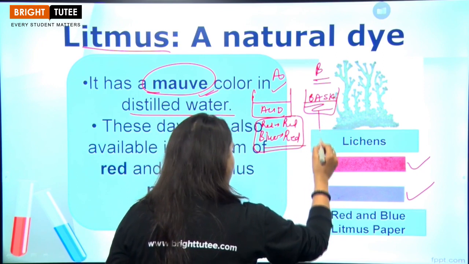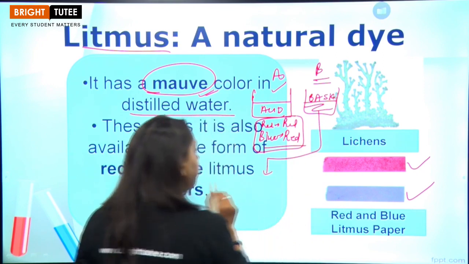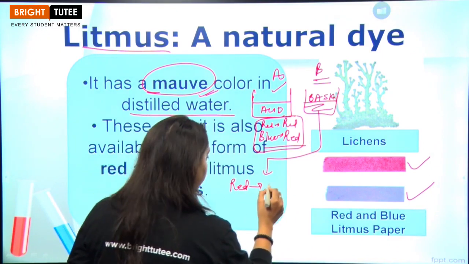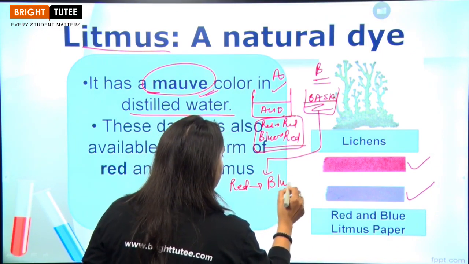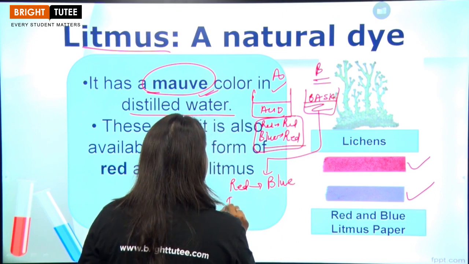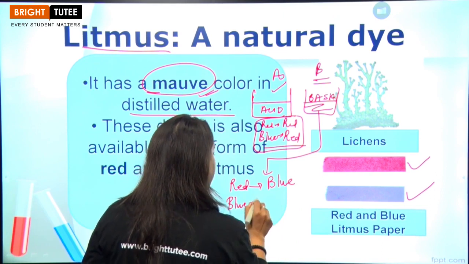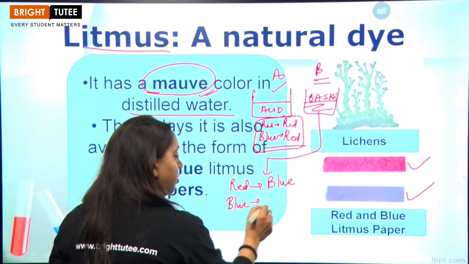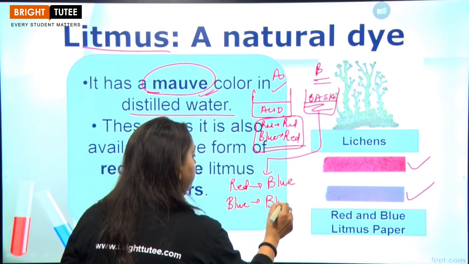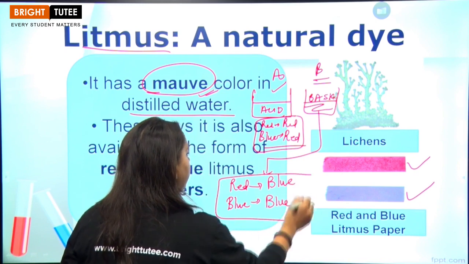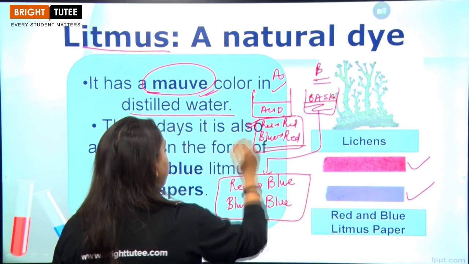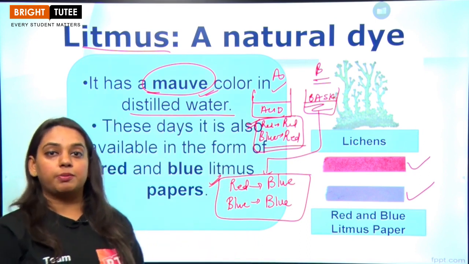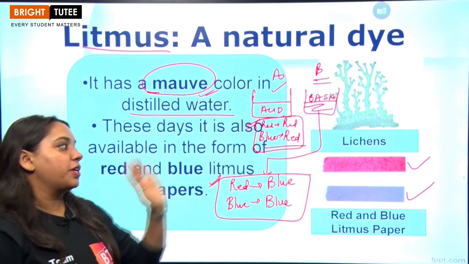Now we will discuss the color change in bases. In bases, if we add red litmus, it will be converted into blue in color. Whereas if we add blue litmus paper or a few drops of blue litmus solution, there will be no change in color and it will remain blue only. So this is the color change that you will observe when you add red or blue litmus solution or red and blue litmus paper to the acid and basic solutions.